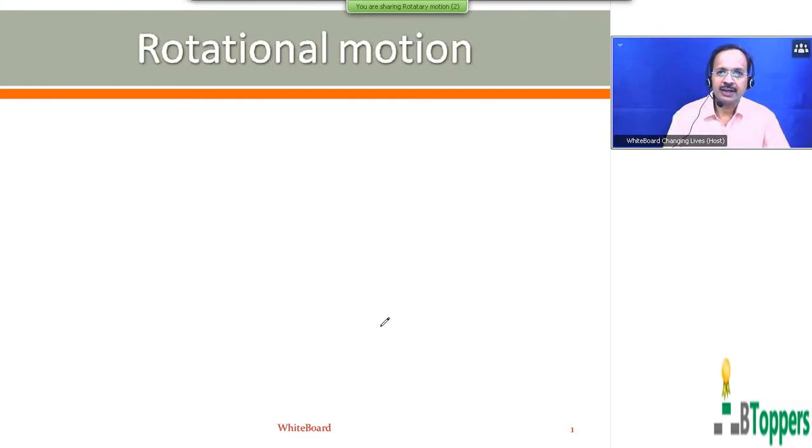So in the previous class, I have discussed the term angular momentum for a rigid body in pure rotational motion. Now in this class, I am going to discuss the term torque or moment of force.